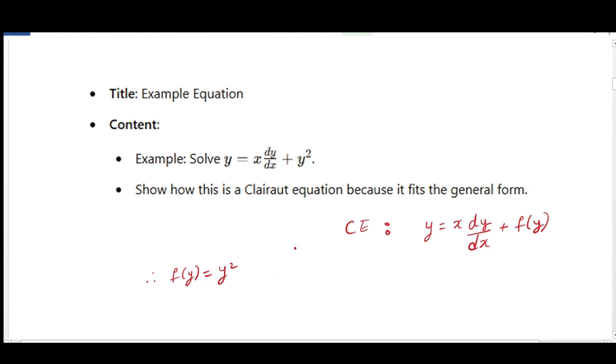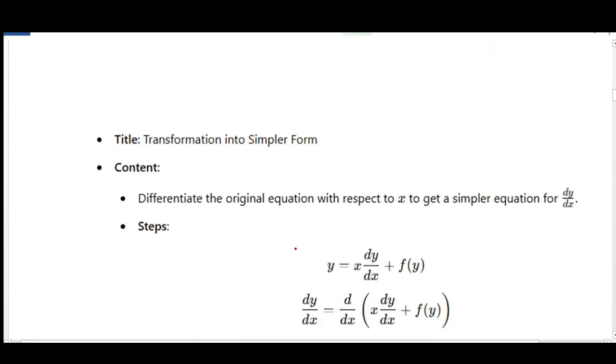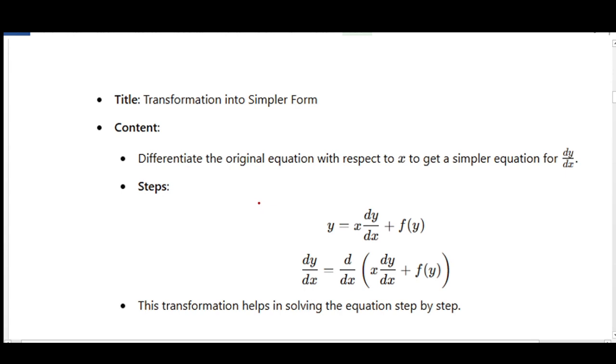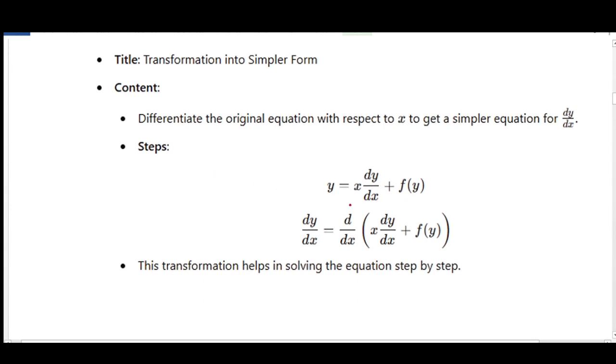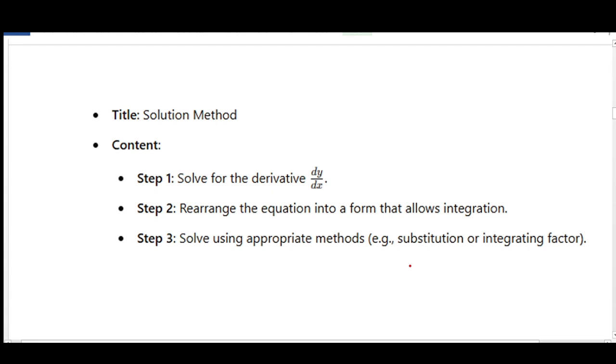Okay, very good. Now we are going to simplify the example. When you have selected the f of y, then you can differentiate the original equation with respect to x to get a simpler equation for dy by dx. A very simple transformation will take place. Step by step we'll see in the example. This is how we are going to transform into simpler form. So what is the solution method? First, step 1: solve for the derivative dy by dx. We are going to take it and rearrange.